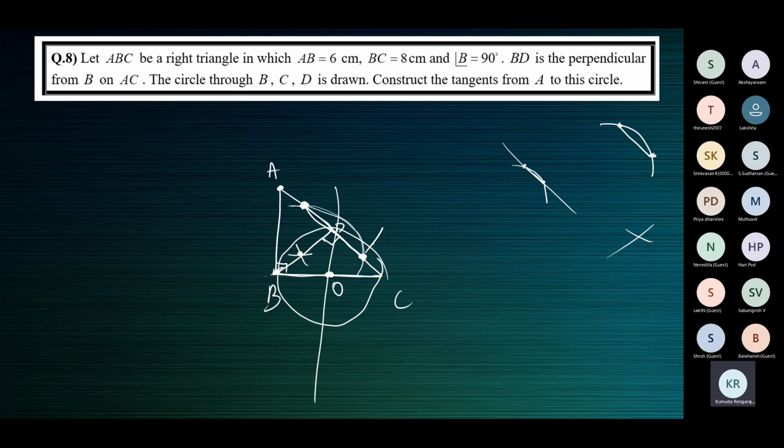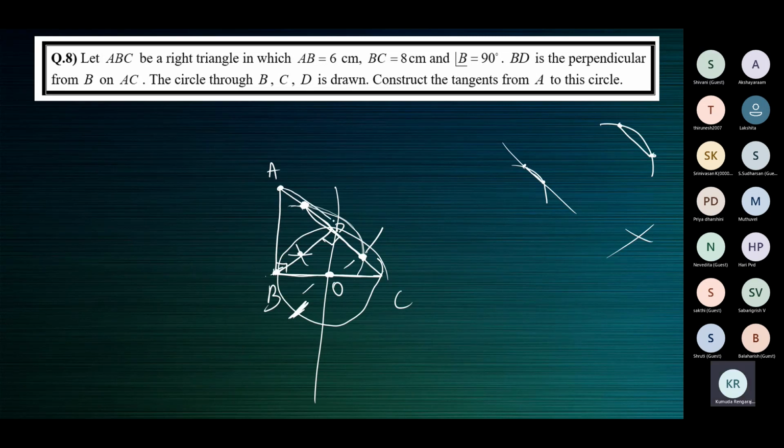Only one point it will be. Otherwise, if you cut the arc, it will come here, but we don't need all this. You cannot cut it here. You can cut it only here. Only at one point it will meet the circle.